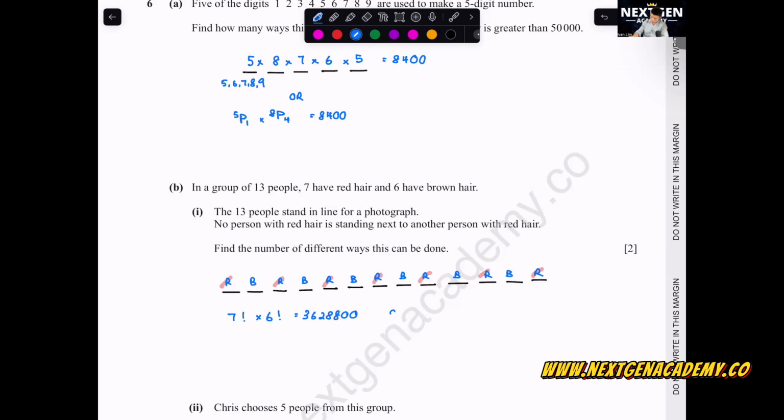3628800. Another alternative method is 7P7 times 6P6. You get the same answer. So technically, the arrangement method and the permutation method, you can use to double check your answer because you'll get the same answer, just with different steps.